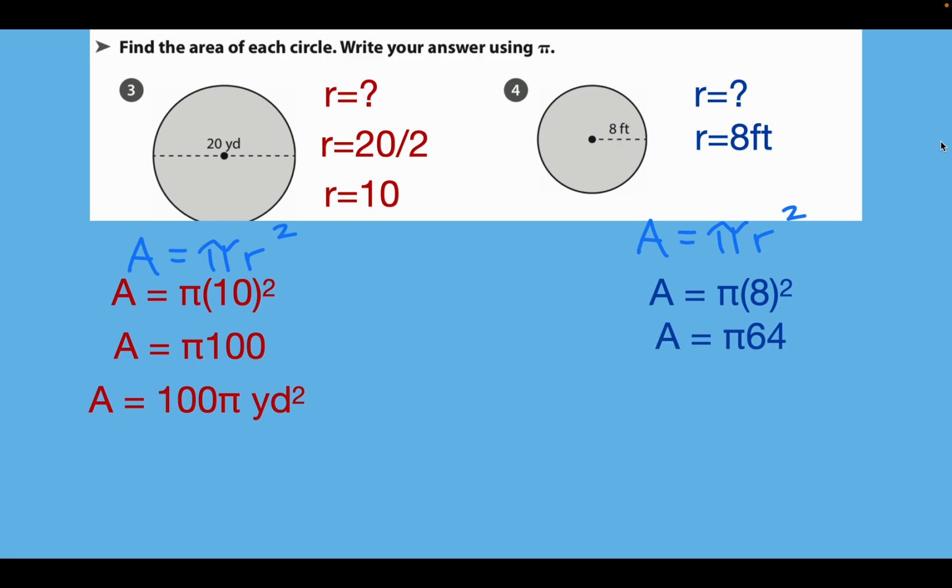So area equals pi 64, but we're going to put it in the correct order, and we're going to add the units. So area equals 64 pi feet squared. And again, your units have to be squared because area's units are always squared. If you don't square your units, it will be wrong.